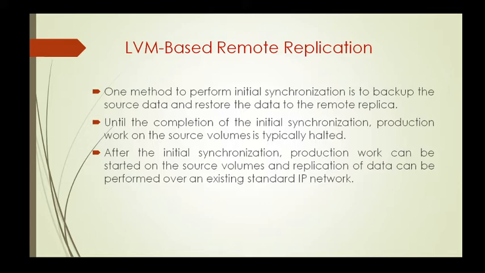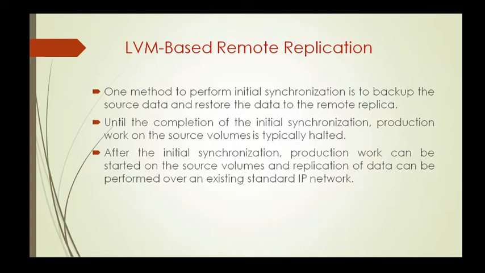Until the completion of initial synchronization, production work on the source volumes is typically halted because we want to maintain synchronization between the host and the replica. Until this synchronization is attained, the production work on the source volumes will be halted, or paused. After the initial synchronization, production work can be started on the source volumes, and then replication of the data can be performed over an existing standard IP network.